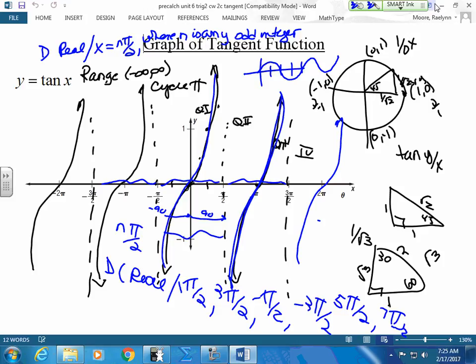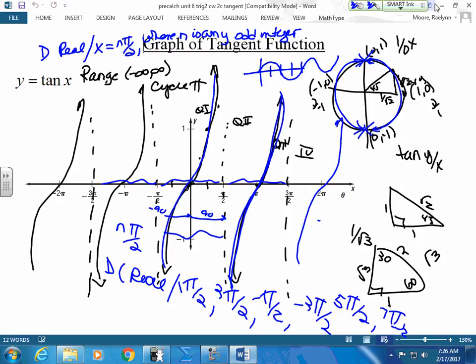Wherever those land, if I squish these down, if I did a frequency on this, then my period is going to change a little bit. But right now, your cycle, instead of being 2 pi, just takes you pi. If you think of this, here's 180 degrees. Here's 180 degrees. So every 180 degrees, I pass through a full cycle of tangent.